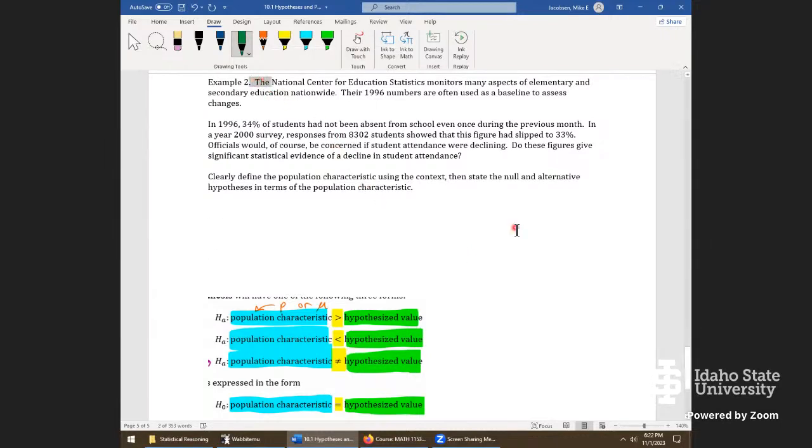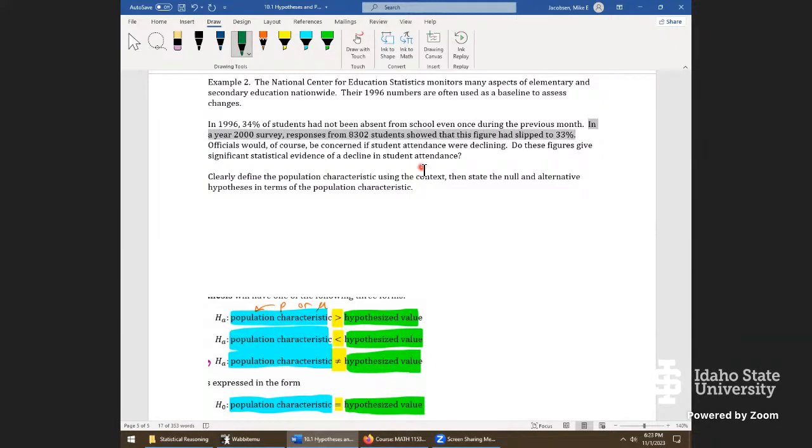It says, the National Center for Education Statistics monitors many aspects of elementary and secondary education nationwide, and their 1996 numbers are often used as a baseline to assess changes. So 1996 must have been a pretty good year for the Department of Education for some reason or another. Down right here, it says, in 1996, 34% of students had not been absent from school even once during the previous month. That's nice. In a year 2000 survey, responses from 8,302 students showed that this figure has slipped to 33%.